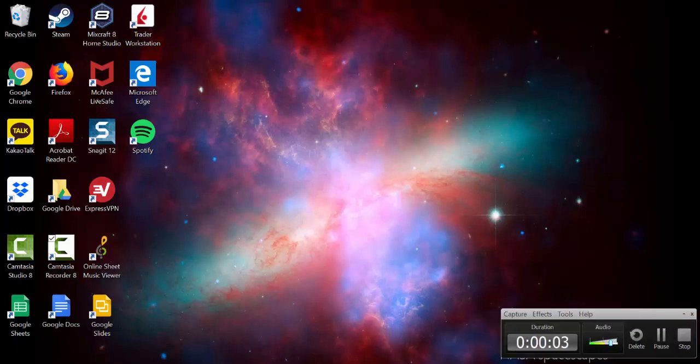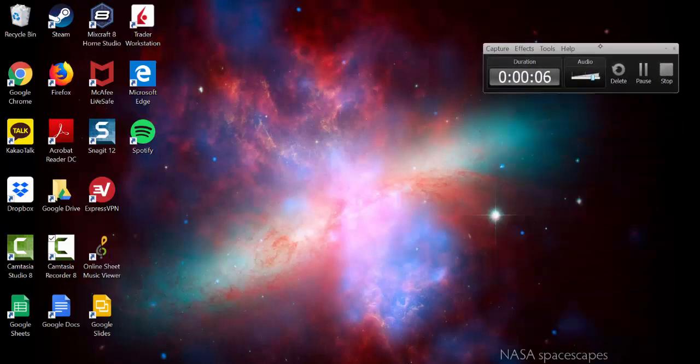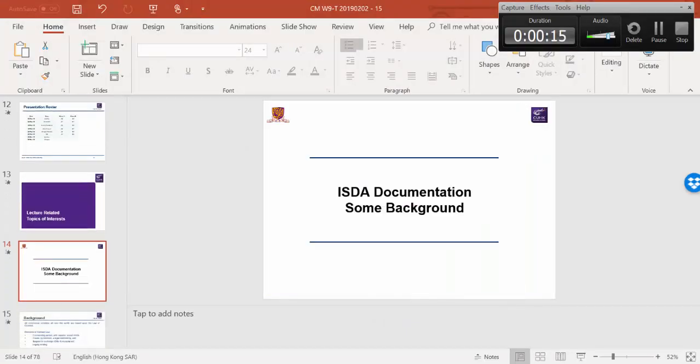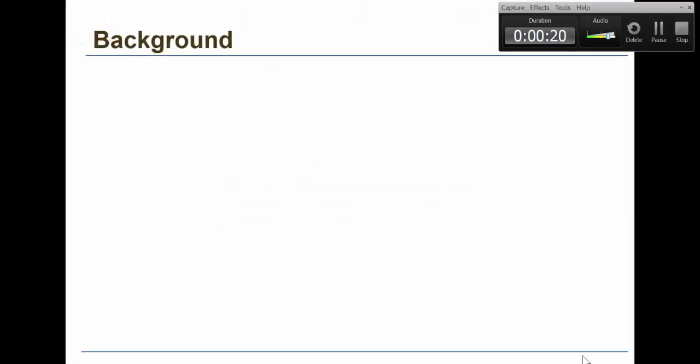All right, so now I would like to share with you some foundational knowledge regarding the ISDA documentation framework. And I want to give you a little bit of background on this, okay? Now, first of all, I think in order to understand ISDA, you have to know a little bit about commercial law, or the law of contract, I should say.